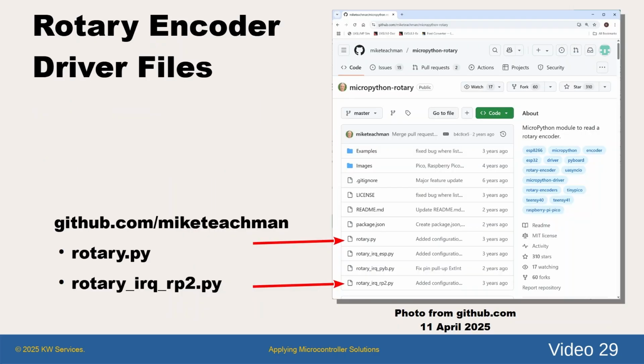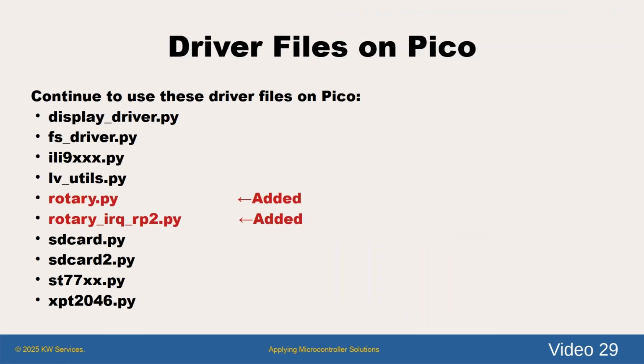I searched and found a GitHub site that provides MicroPython drivers for generic rotary encoders. The author, Mike Teachman, provides the drivers and simple but very detailed explanations of the settings. I highly recommend reading through his write-up. Please download the driver files, then use Thonny to drag the files to your Pico's flash drive.